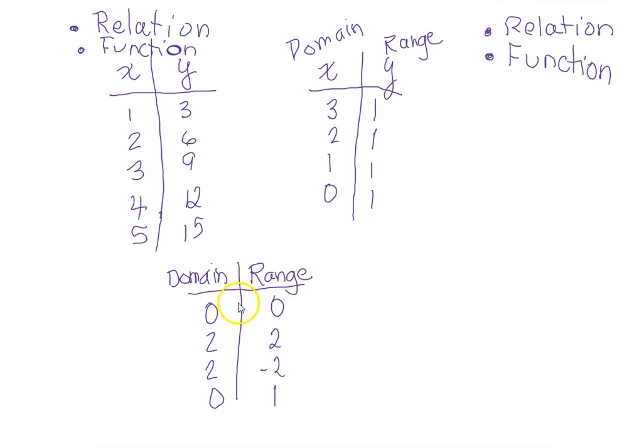Alright, take a look at this one. So I've got a domain of 0, 2, 2, and 0, and a range of 0, 2, negative 2, and 1. Now, if I take a look here, my 0 has two different solutions. Now, if they were the same number, if it was 0, 0 and 0, 0 down here, that's still the same number. That doesn't really count as being anything new.